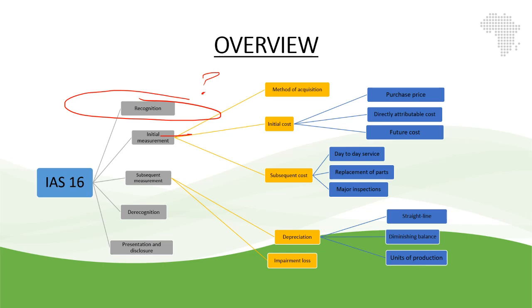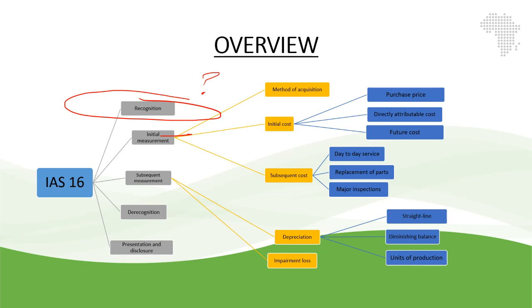But then at what amount can I recognize it? And there, once again, IAS 16 will give us some guidance on how I can calculate the cost of this item initially. It's important to determine that there are initial costs and there are also subsequent measurements. We will first look at the initial measurement. So the first time I recognize this asset, at what amount can I recognize it?